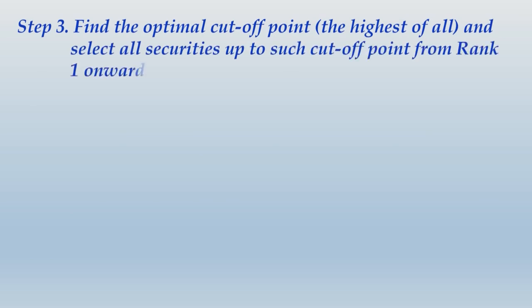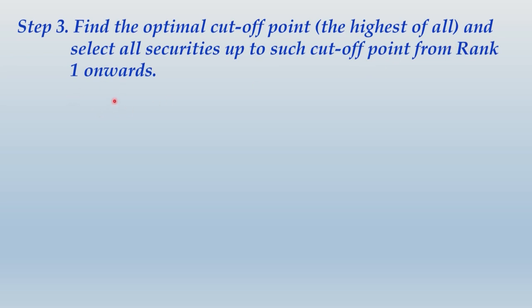Step 3 would be to find the optimal cutoff point. So you would have computed the cutoff point for all the stocks. Then you should select the highest of all, correct? You take the highest of all the cutoff points that you got, and that you will identify as the optimal cutoff point, and select all securities up to such cutoff point from rank 1 onward.